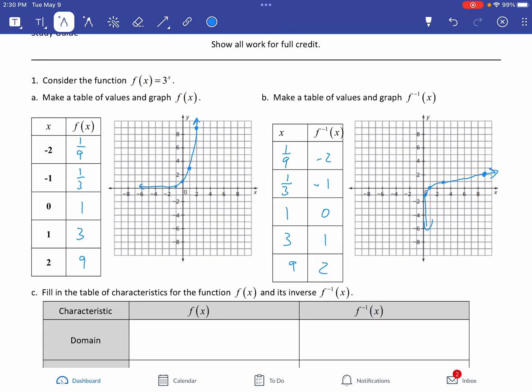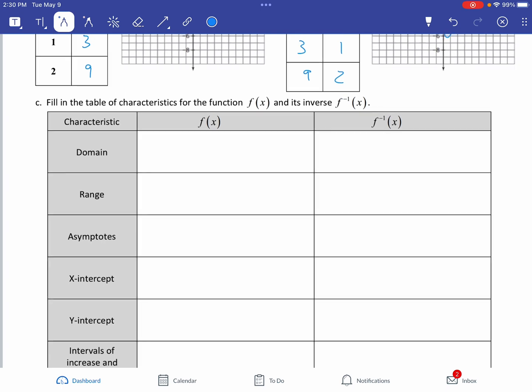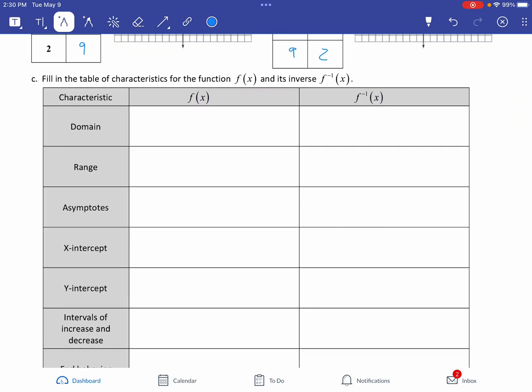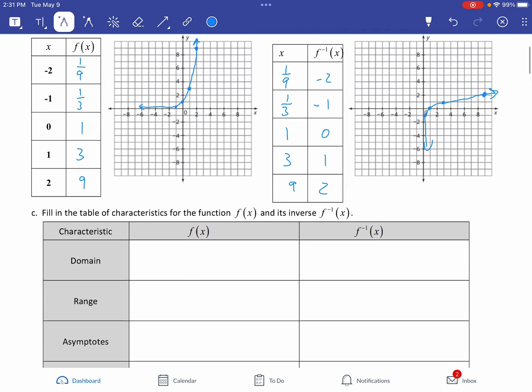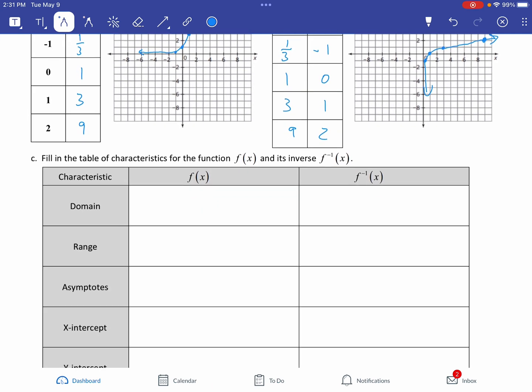All right, so that's the inverse of my first graph. Now we want to find the characteristics of both graphs. So the first graph, the 3 to the x power, and the inverse of that on the right-hand side. So we're going to go all the way down the line for the first graph, the f of x graph. So looking at our graph, it's increasing, okay? So it's a growth function.